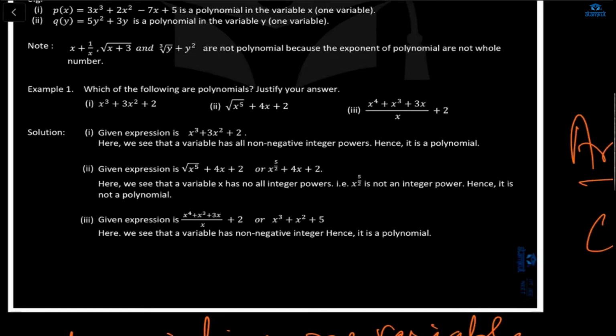Adam, can you tell me? See the question, second one: root x to the power 5 plus 4x plus 2. Is it a polynomial or not? What is the power? See the power of x. If you remove the root, then you will get x to the power 5 by 2.